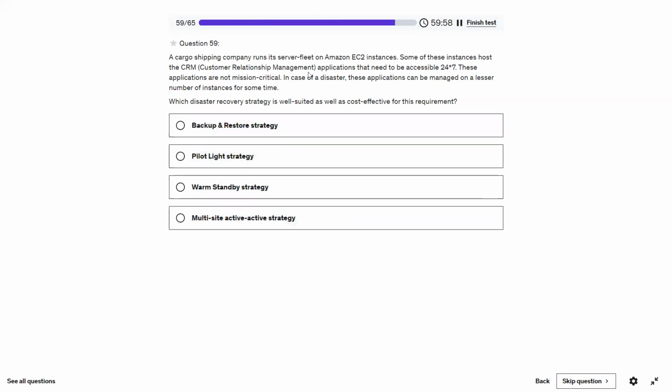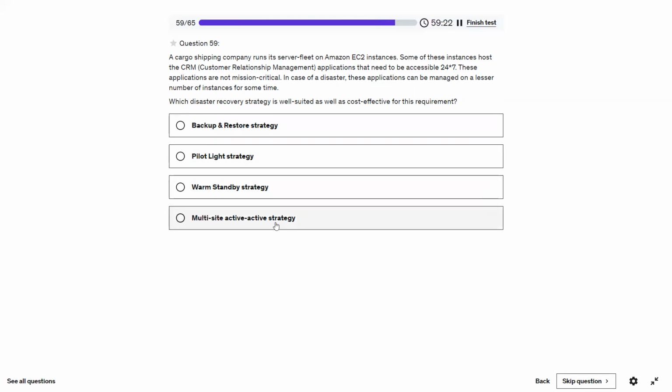But in the question, they said they have multiple EC2 instances. Some of them should be accessible 24/7, which means if a disaster happens, they should always be up and running. But that is only some. Some can be managed. These applications are not mission critical, so they can be managed on a lesser number of instances. If some instances come up later on, it's still manageable. If it is mentioned that all the instances should be up and running in case of disaster recovery as well, then we will go with multi-site.